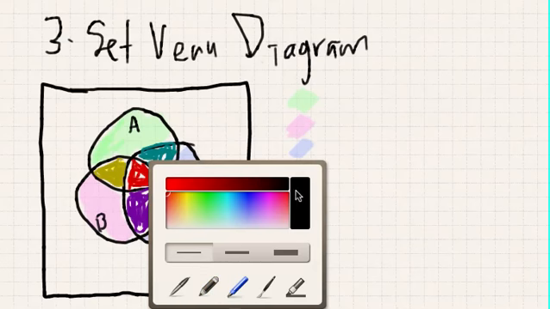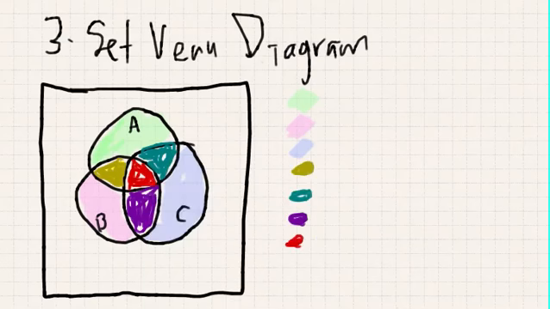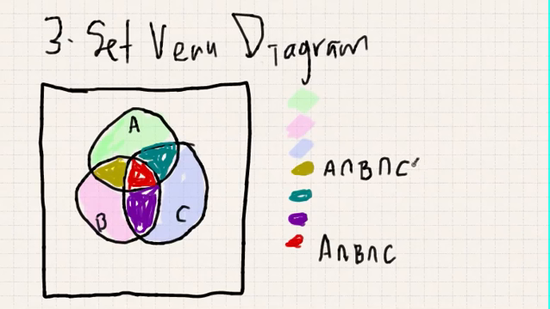Now, I think it's fairly evident that this red piece right here represents everything that's in A and B and C. How about this golden-ish piece over here? It's everything that's in A and B, but not in C. Well, if I wanted to write that, I would write A and B. How can I write and not in C? Well, things that are not in C are in C complement. So I'll write it as C prime.